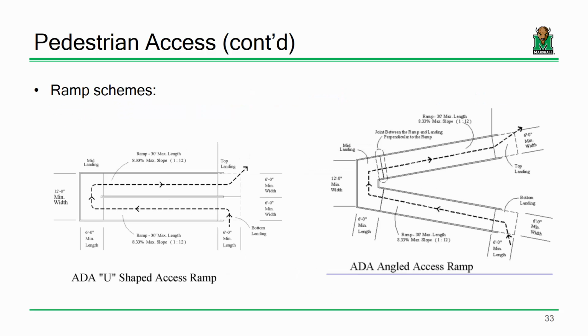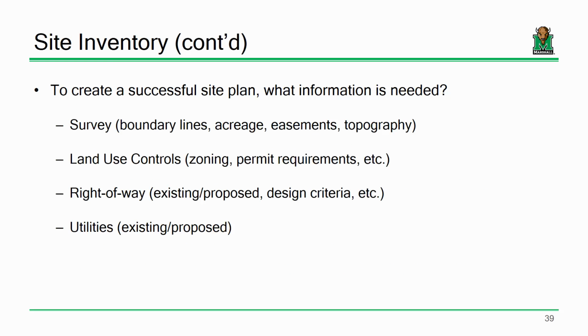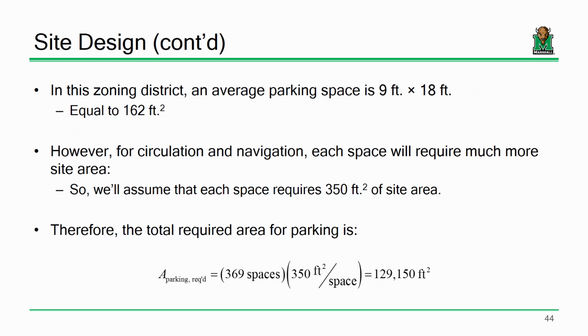So a rule of thumb that I like to use is this. Okay, I like to assume that each space requires 350 square foot. So that takes into account the size of the space, differing size spaces associated with zoning regulations and ADA and what have you, and also any navigable areas in the lot so that you can actually back up and get around in the lot. Okay? So if we need 369 spaces and we need 350 square foot per space, we need 129,000 square feet of parking. Okay? That's how much we need for parking.